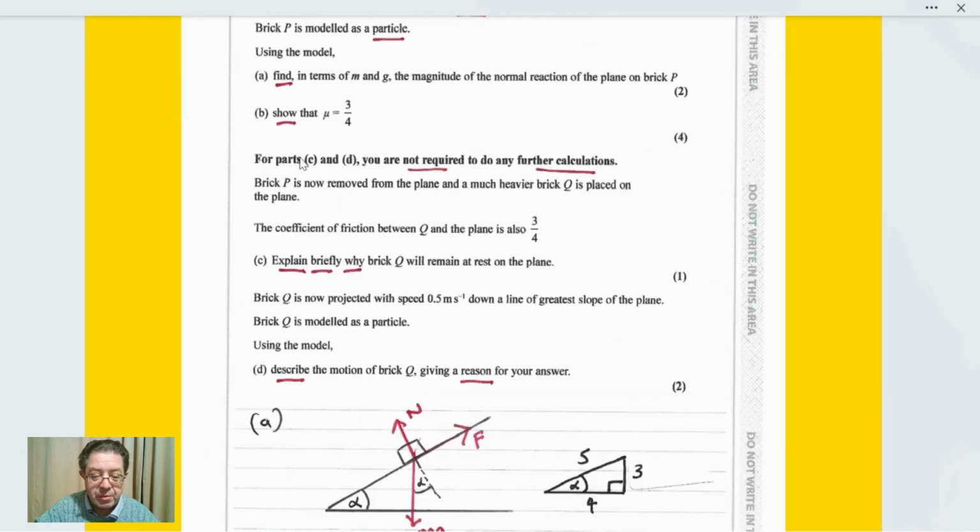Part C of the question. We're now told, do not do any further calculations. From now on, it's explanations and descriptions only. So brick P is removed and a much heavier brick is placed on the plane. The coefficient of friction, 3/4, is unchanged, and we're asked to explain briefly, for 1 mark, why brick Q will remain at rest on the plane. Well, the answer to this is that the angle at which a particle slides depends only on the coefficient of friction and not on its mass or weight.